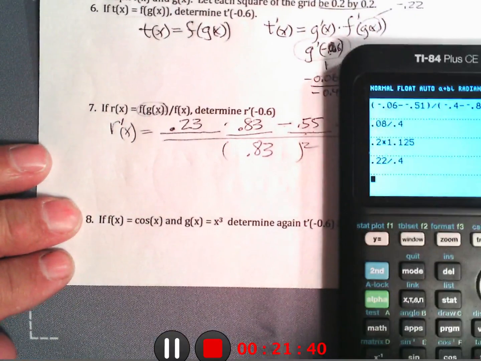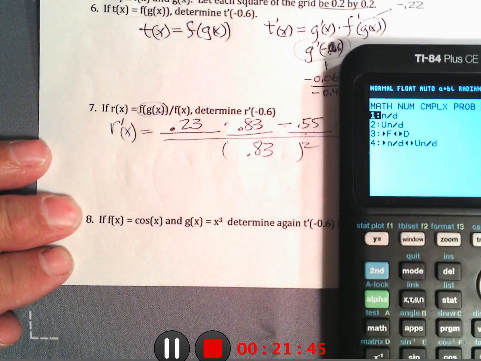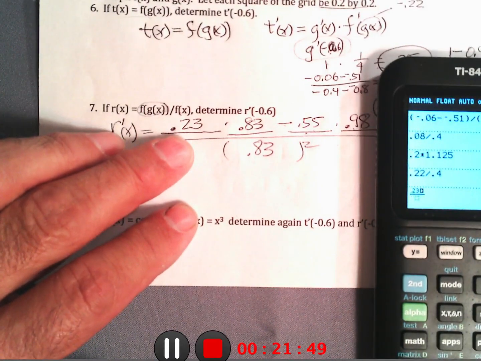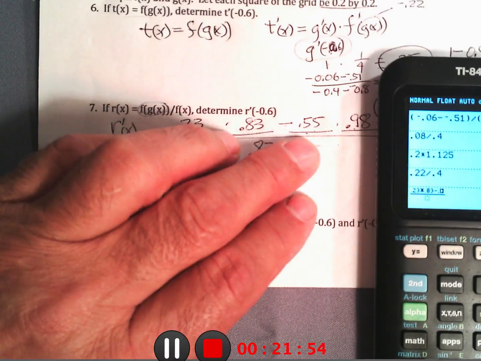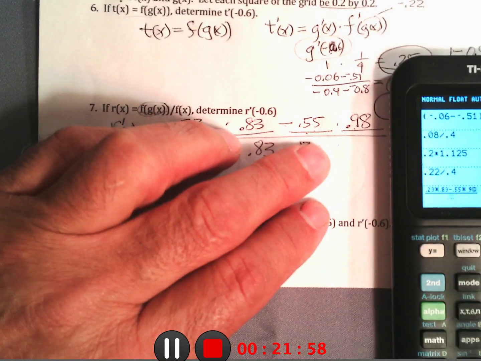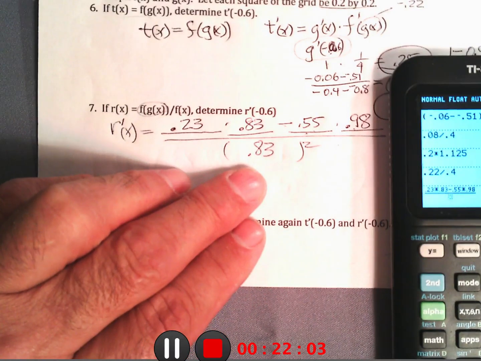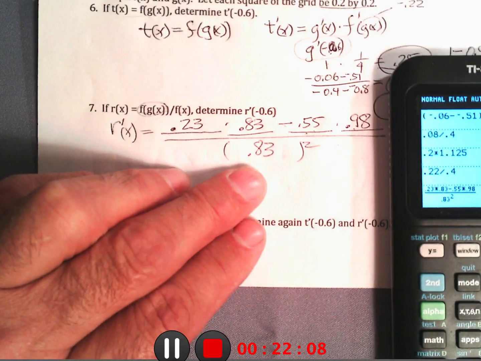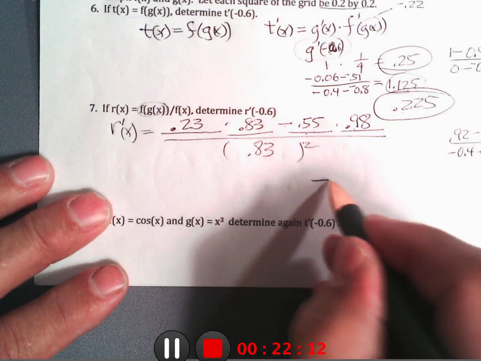So now we've got to work that out. I'll do the math, the fraction thing that I can do on the calculator. So I got 0.23 times 0.83 minus 0.55 times 0.98. And in the denominator, I have 0.83 squared. And I get negative 0.51-ish.